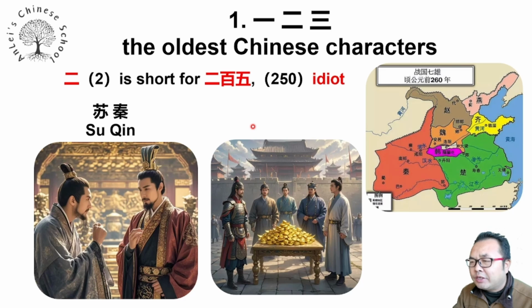Then four guys came to claim the reward. The king said, you guys are real heroes. There's 1,000 tael of gold. How much is for each of you? And they said 250. So later we use 二百五, 250, to symbolize an idiot.